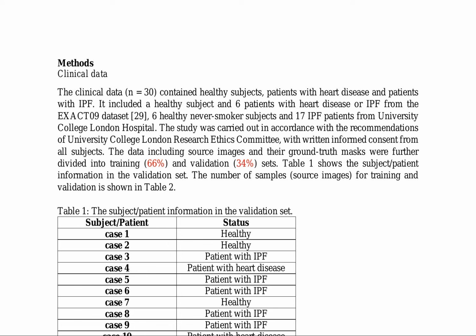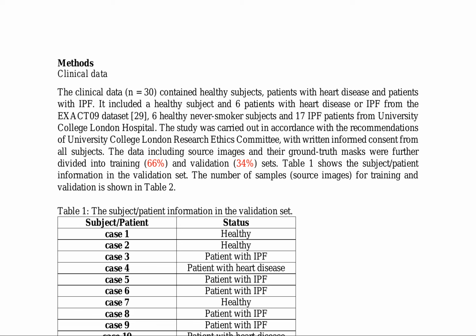The dataset was divided into training and validation sets, with the latter consisting of 10 cases. Table 1 outlines the subject and patient information in the validation set, which includes healthy subjects and patients with IPF and heart disease. The dataset was further divided based on the number of samples, with the training and validation sets calculated using an interpolation ratio ranging from 1 to 8, as shown in Table 2.